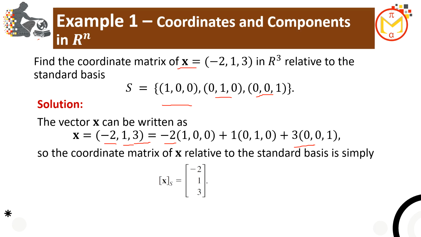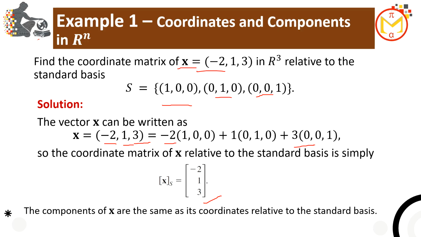Okay, so you have to write this in a column. Since it's standard, you see the x in R3 is similar to the coordinates of x relative to the basis. Okay, so let's have another one. The components of x are the same as its coordinates relative to the standard basis.